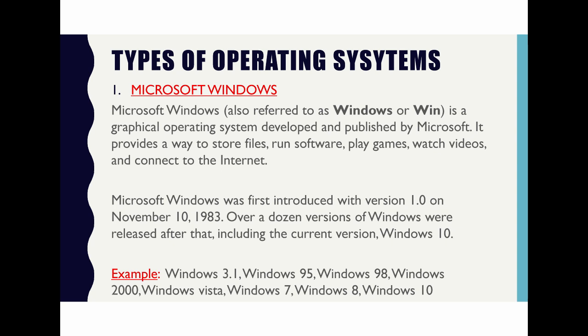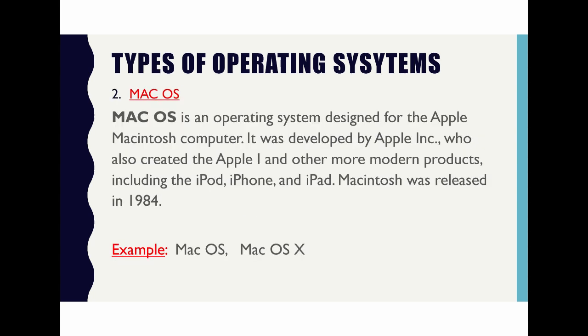First one is Windows 3.1, then 95, then 98, then Windows 2000, Windows Vista, Windows 7, Windows 8, and Windows 10. Currently, they are somewhere at 10.1. Now moving further in types of operating system, the second type of operating system is Mac OS.